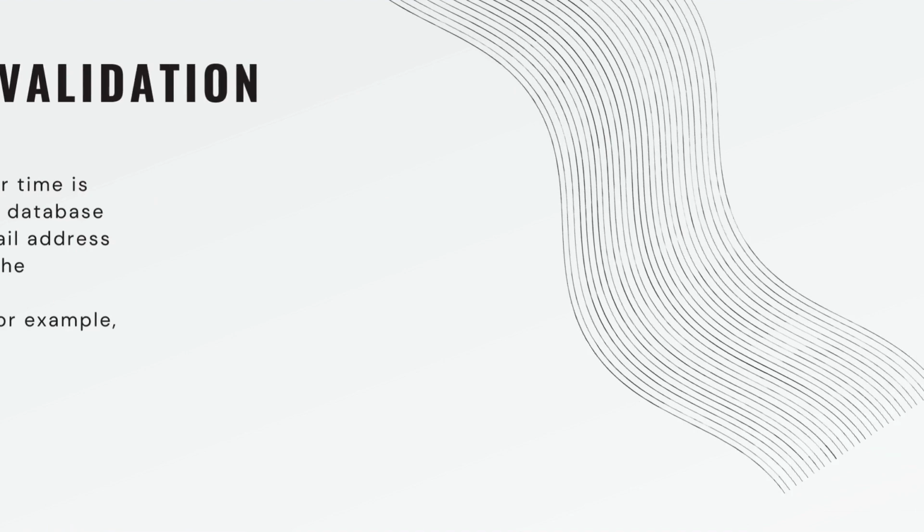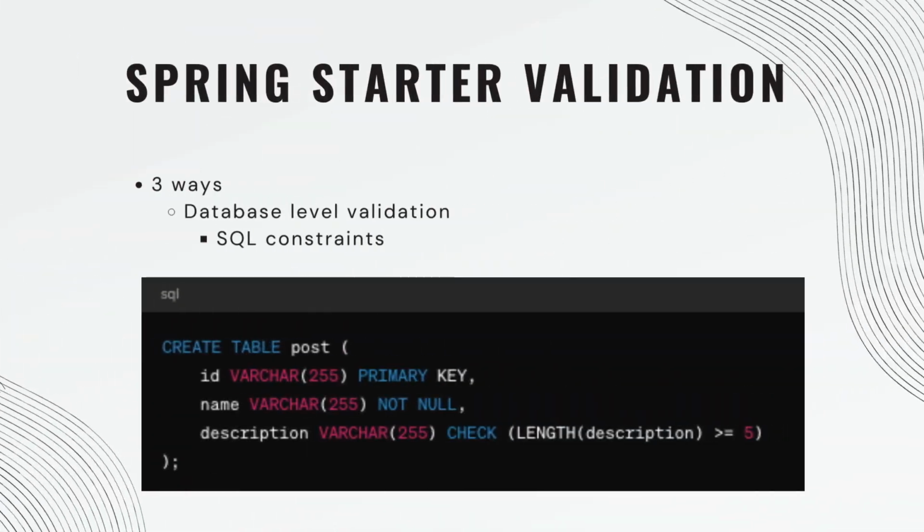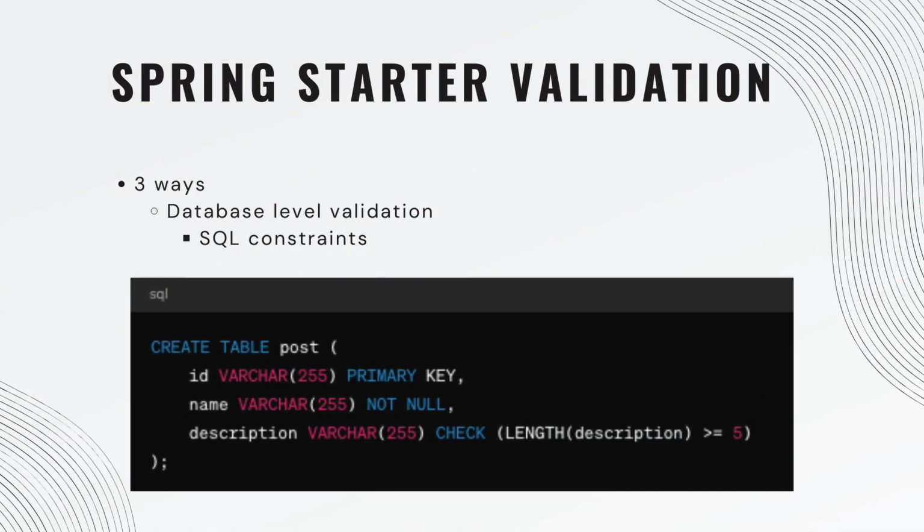This is not all the ways you could do it, but the first one is custom validation. And we already covered this in video number 9. Basically, it's a bunch of if statements that check each property manually. Another way is database level validation, so SQL constraints. So in this SQL query, our name is not null, and our description checks to see if the length is greater than or equal to 5. So you can have this validation built directly into your database.